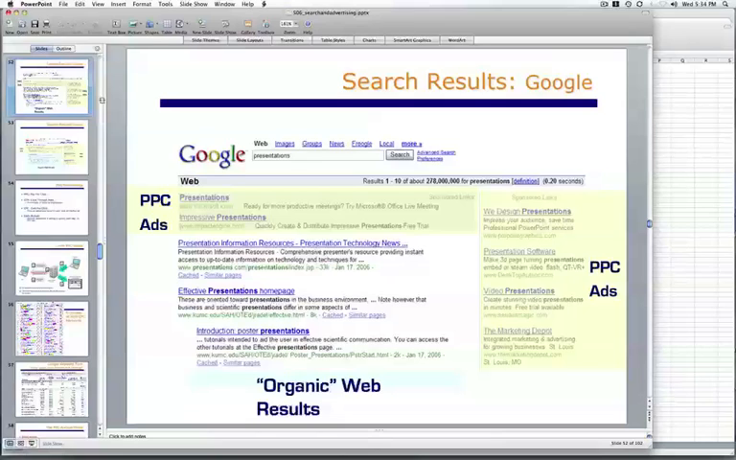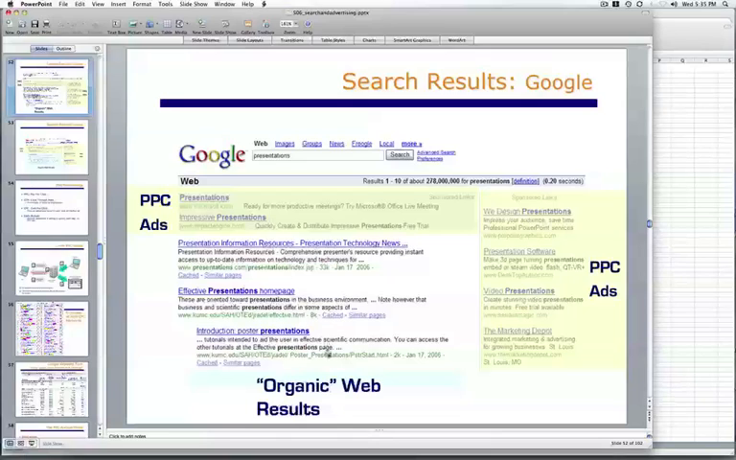So when a user performs a search query and they get back a results page like what this slide shows, we have what we call the organic or natural web results. These are pages that are relevant to the query, and if the user clicks on any of those pages, they get to the corresponding website, and this is not costing anything to the website.